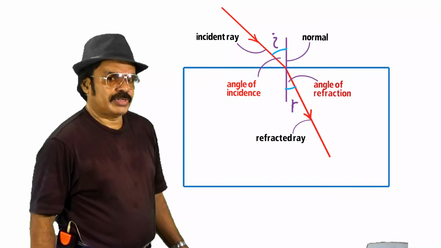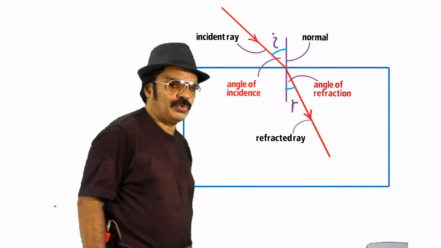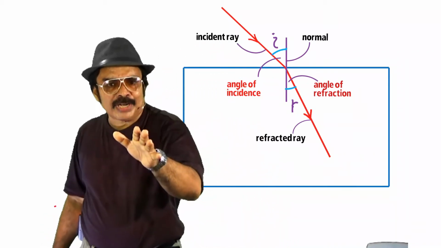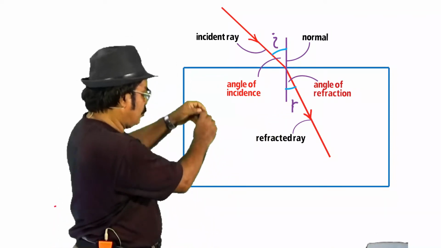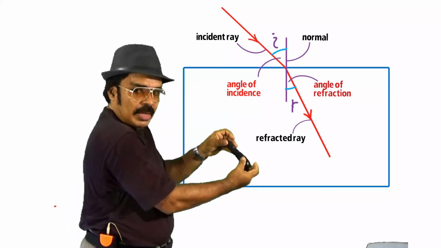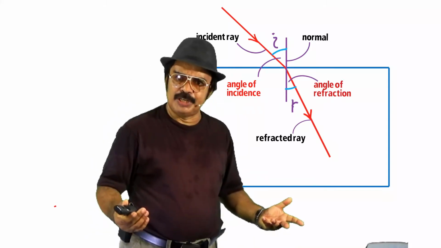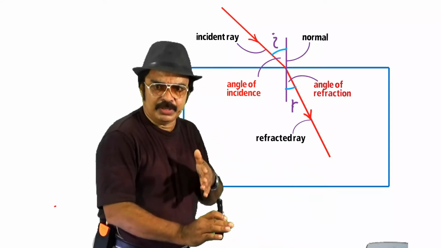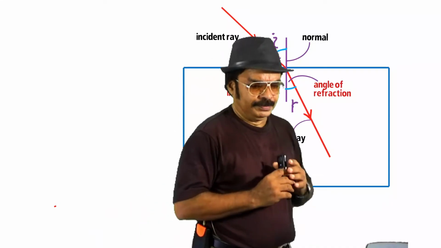Do you think that there is a relationship between these two angles, angle of incidence and angle of refraction? One thing that you know is, if you increase the angle of incidence, angle of refraction also increases. So what is the relationship between these two? When this is increased, that is increased. There should be a relationship. How can you find this relationship?